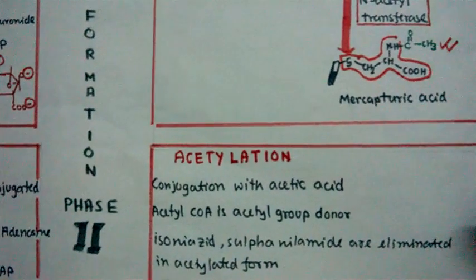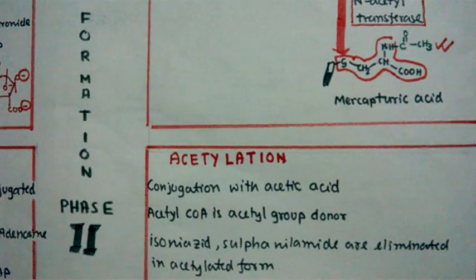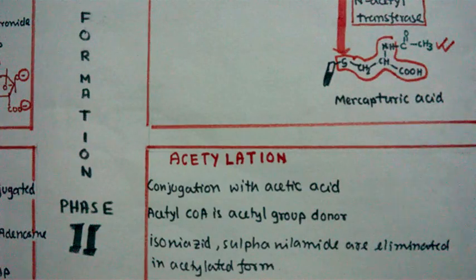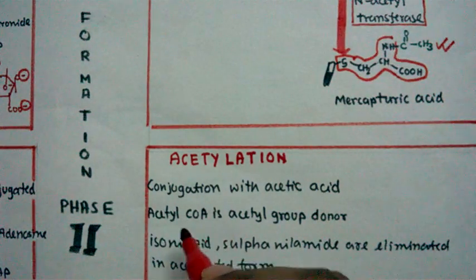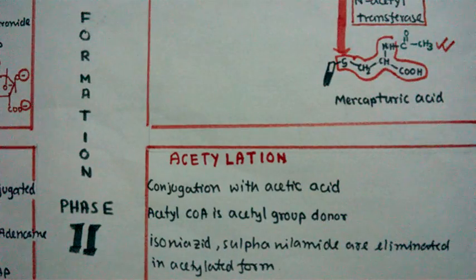Another important biotransformation reaction is acetylation. Acetylation means basically conjugation with acetic acid, and the source of this acetyl group is acetyl CoA. Drugs like isoniazid and sulfanilamide, like sulfur drugs, are eliminated in this acetylated form. So acetylation is also a very important phase 2 biotransformation reaction.